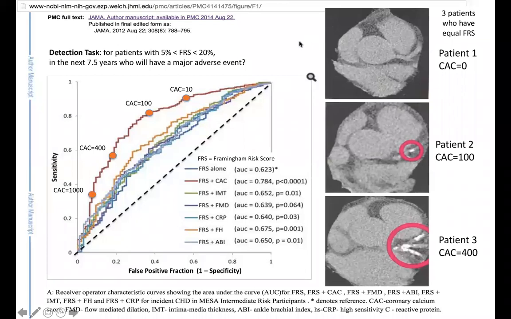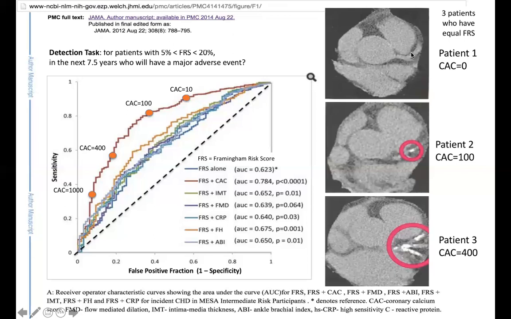Coronary calcium detection is a very important application for cardiac CT. And this is an example of that, where you see on the right panel here, these are 3 different patients, patient 1, 2, and 3. They all have exactly the same clinical risk for having a heart attack. And that clinical risk is computed through the Framingham risk score, which has been around for a long time. The Framingham study has been around for a long time. And so each one of these has equal risk by the Framingham risk score.